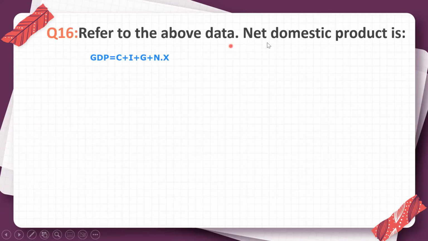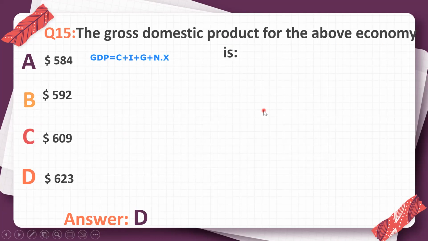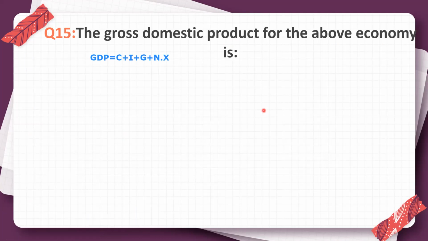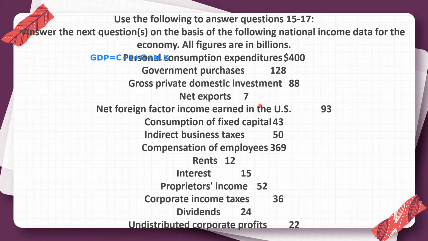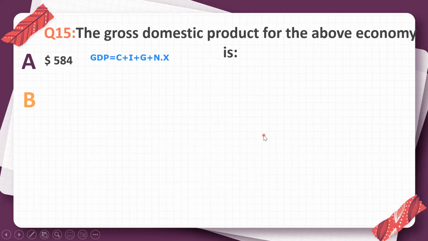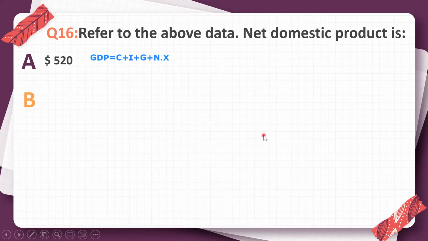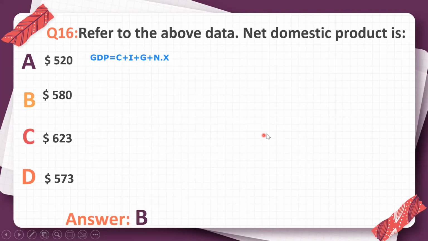Second, we need to calculate the net domestic product. In order to calculate it, we have the GDP, 623. We take GDP, the gross domestic product, minus the consumption of fixed capital. So 623 minus 43 gives us 580, which is the net domestic product. You need to focus on the formulas and how to obtain each element.